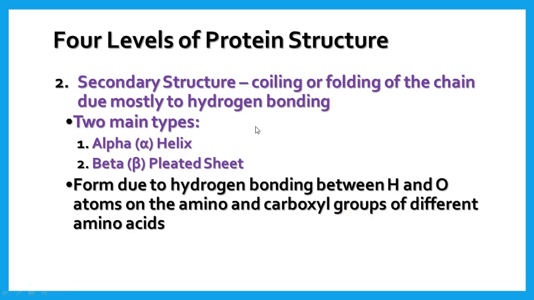The secondary structure is what happens when you make that chain and it starts to coil or fold because of hydrogen bonding between the different parts of the molecule. There are 2 main types of secondary structure, the alpha helix and the beta pleated sheet. And these occur because of hydrogen bonding between the hydrogen and oxygen atoms on the amino and carboxyl groups of different amino acids, not the ones that are next to each other, but a little bit down the chain.